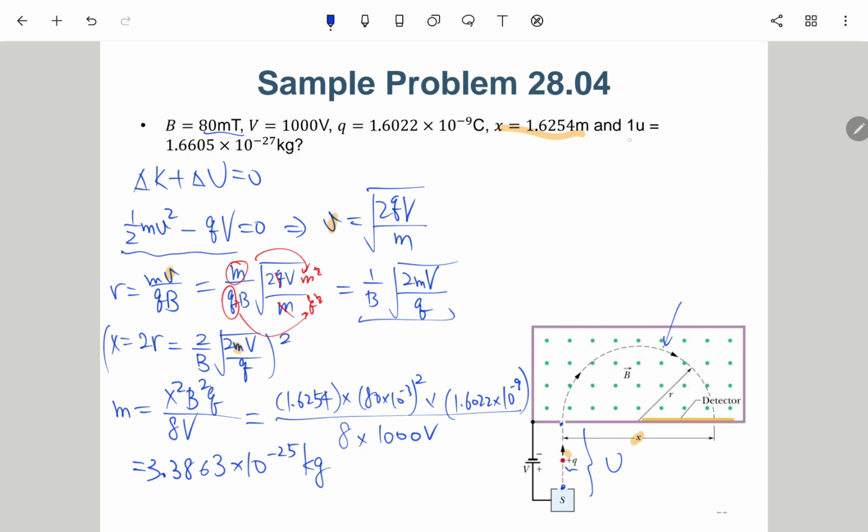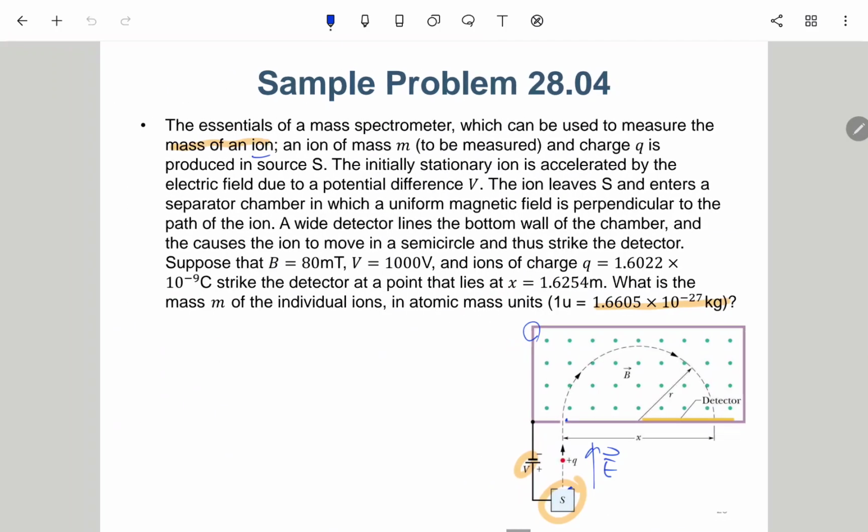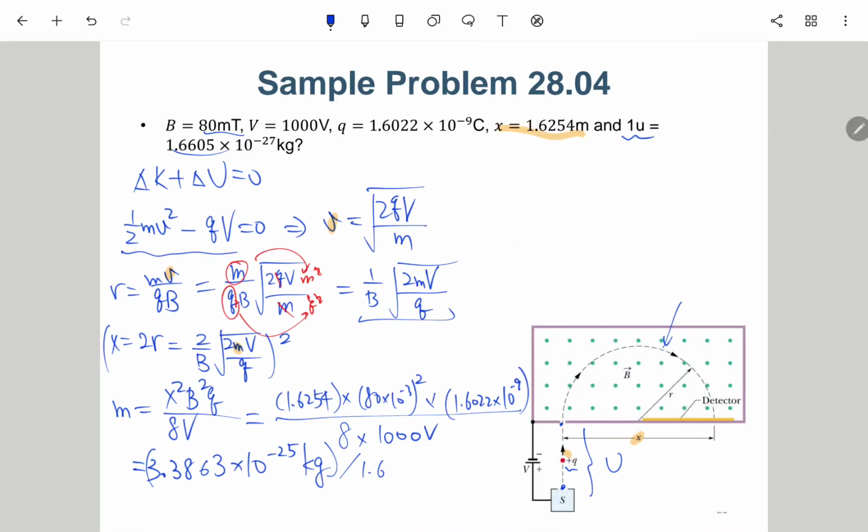And then what it asks is to represent this number in the atomic unit. So you can just divide this by 1.6605 times 10 to the negative 27 kilogram. So it becomes U, which is 203.93 U. So this is the answer.